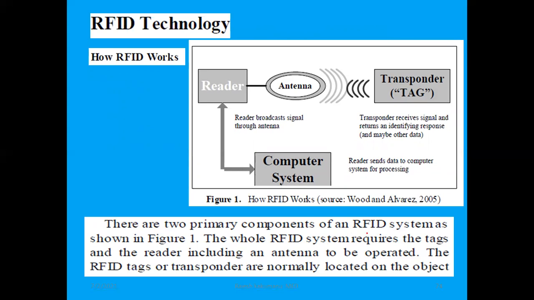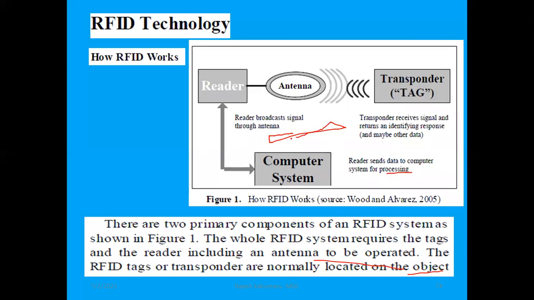Next, RFID technology. The two primary components of an RFID system are shown in the figure. The whole RFID system requires the tags and the reader, including the antenna. The RFID tags or transponders are normally attached to the object. The reader sends the data to a computer system for processing. So a reader is not a person or a human being. It is a device which will take the information to the computer system.